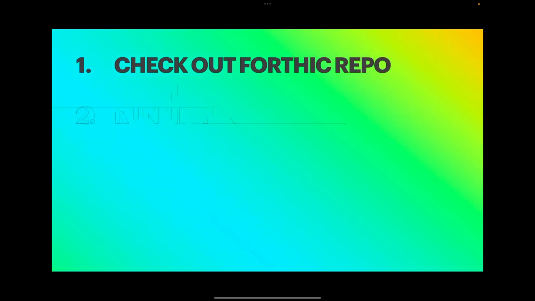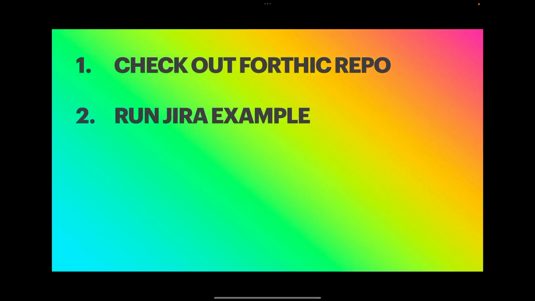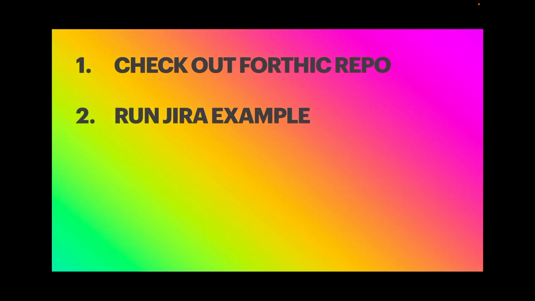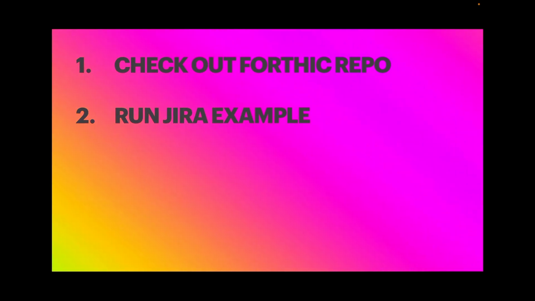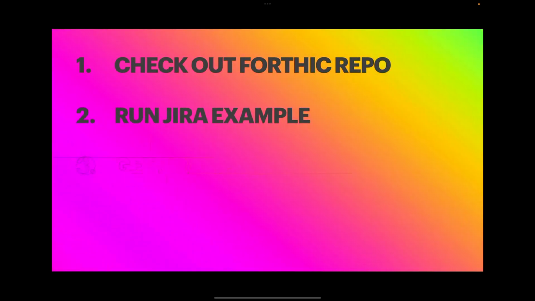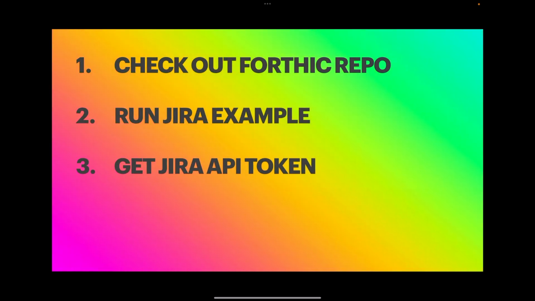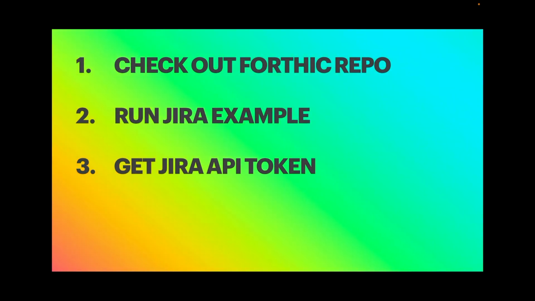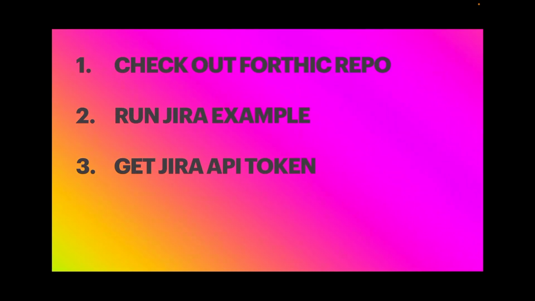The next step is to run one of the examples, in particular the Jira example. By running the Jira example without credentials, we'll force the credential update flow to happen. And in order to finish that flow, we'll have to get a Jira API token. So I'll show you how to do that. And once we have that, you'll be able to make a query against Jira and render data through Forthic. And so that will be the example.